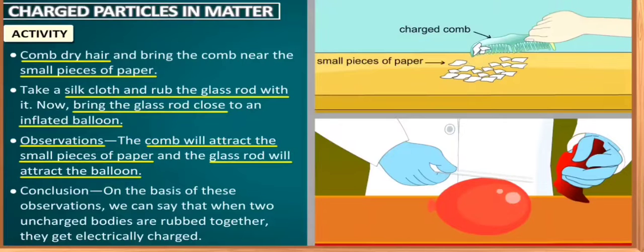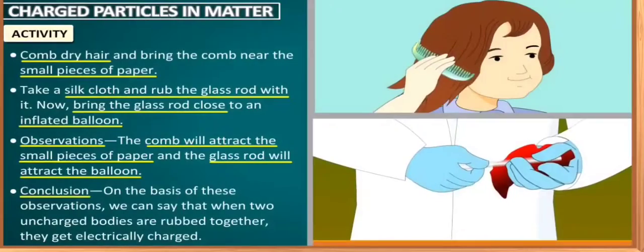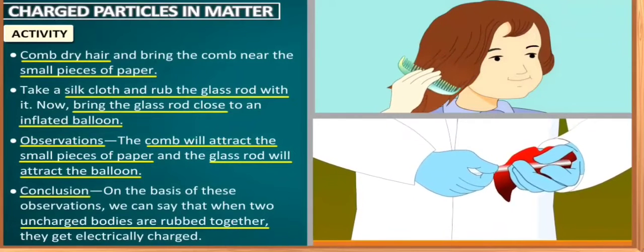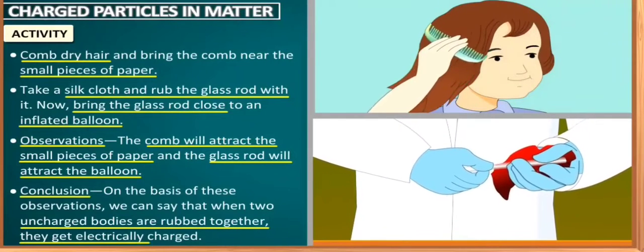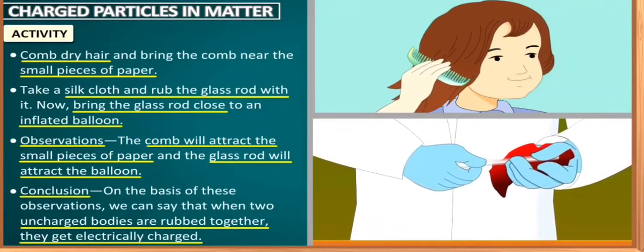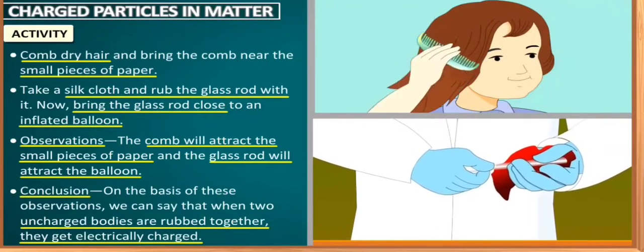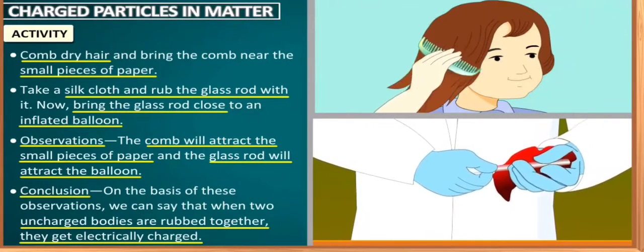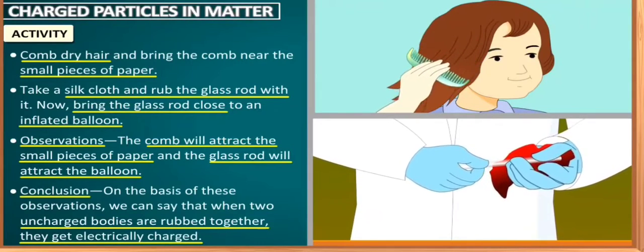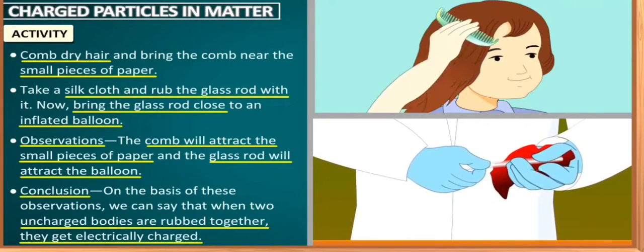Let us see the observations again. The comb attracts the small pieces of paper and the glass rod attracts the balloon. On the basis of these observations, we can conclude that when we rub two uncharged bodies with one another, both the bodies get electrically charged. Have you understood? When two uncharged bodies are rubbed together, they get electrically charged.